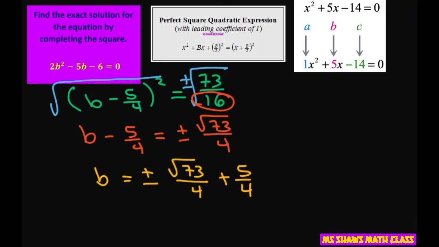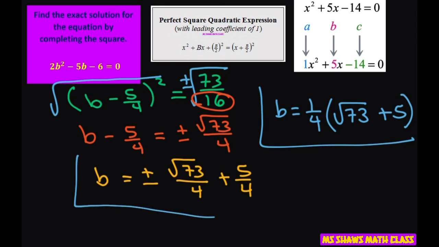All right, you can write it that way, or you can write it as b equals, a lot of textbooks will pull that 1/4 out, so like 1/4, and they'll write it as square root of 73 plus 5. And that will be your final answer. This answer is fine as well.